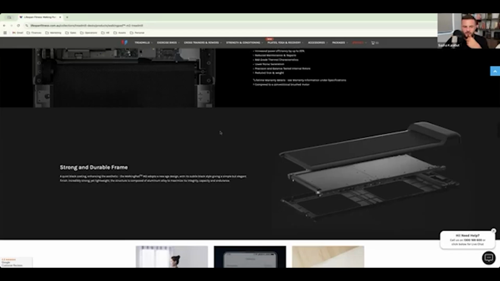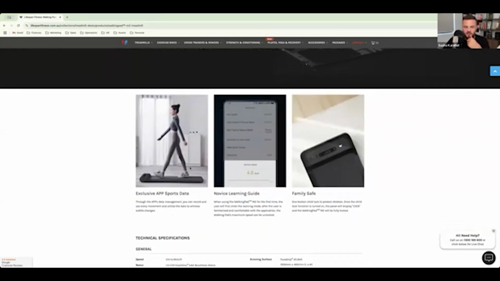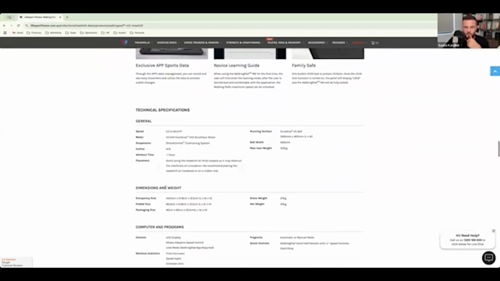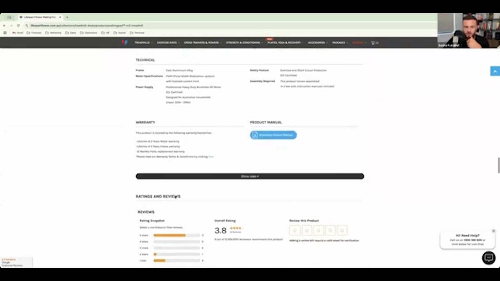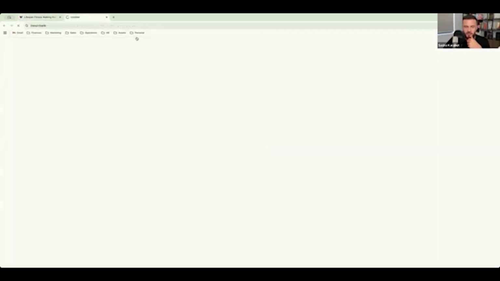I 100% agree. I think they've done a genius job. And then there's an app here that they talk you through. There's all the specifications of the whole entire model. You can download a product manual if you want to actually look at the whole entire thing.